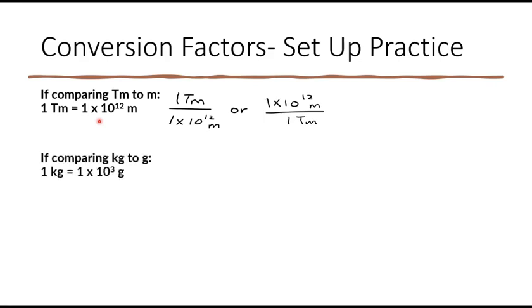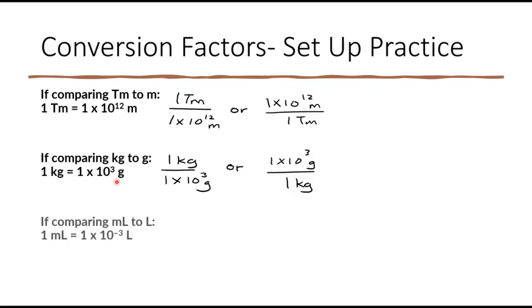Let's do another one. If we're comparing kilograms to grams, the relationship between kilos and the base unit is 1 kilo equals 1 times 10 to the 3rd, or 1,000. So 1 kilogram equals 1,000 grams. Set up your 2 possible conversion factors. Well, we could put 1 kilogram on top and 1 times 10 to the 3rd grams at the bottom, or we could flip it. We could put 1 times 10 to the 3rd grams on top and 1 kilogram at the bottom. The one that we use depends on the given and the find.